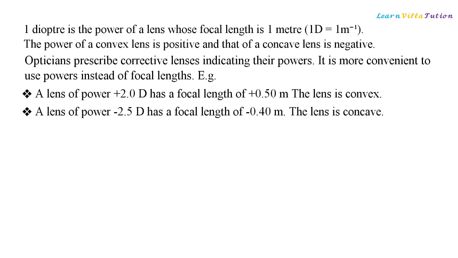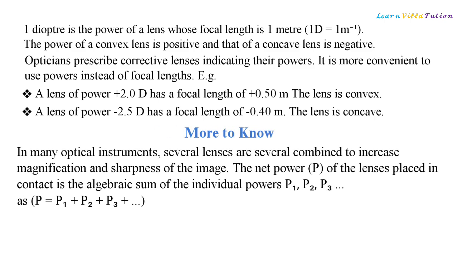Example given. A lens of power plus 2.0 diopter has a focal length of plus 0.50 meter. The lens is convex. A lens of power minus 2.5 diopter has a focal length of minus 0.40 meter. The lens is concave. More to know.